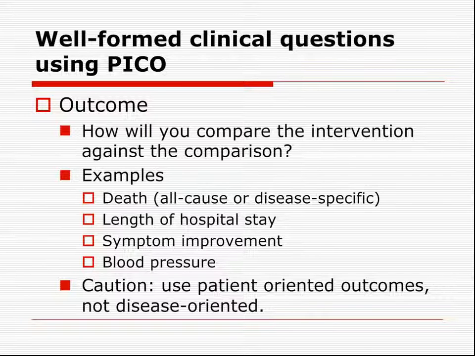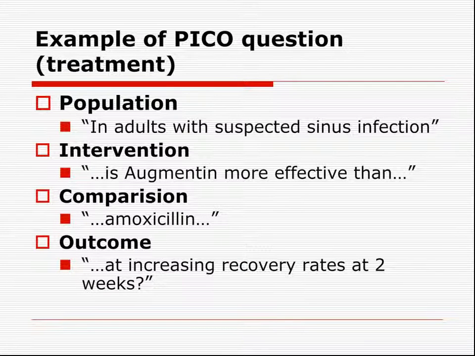And finally, outcome is the outcome of interest. So in many cases, we're using death or length of stay or symptom improvement. I would encourage you to almost always use patient-oriented outcomes. Blood pressure, blood sugar are disease endpoints, and they may or may not reflect an improvement in patient-oriented outcomes. So when you're forming your clinical question, remember to think in terms of patient-oriented outcomes for your outcome.